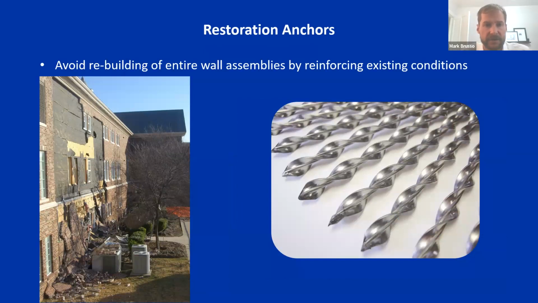And the reason is a lot of times we want to avoid rebuilding the entire wall assembly by reinforcing an existing condition. Now, sometimes it's too late. On the left is a church which unfortunately was built where there were no ties whatsoever in the building envelope, and unfortunately it came down on a quiet Sunday morning on top of some new AC units. So sometimes it's too late to use a restoration technique, and there is no choice in this particular location but to rebuild everything and then install ties.